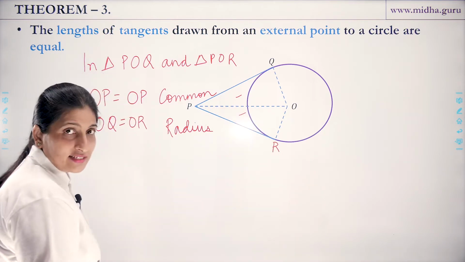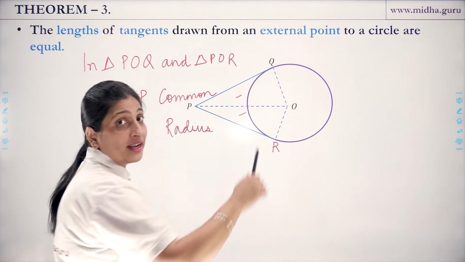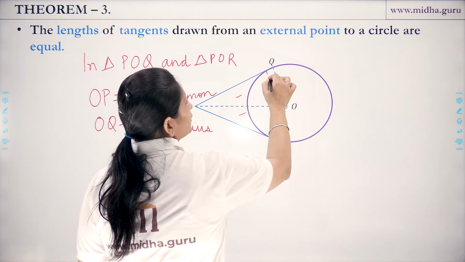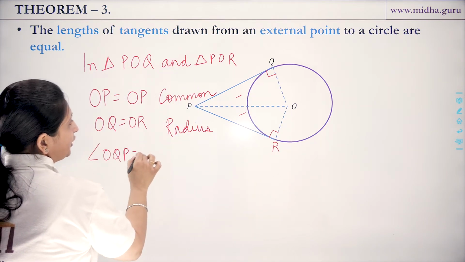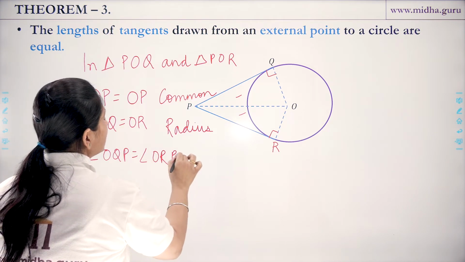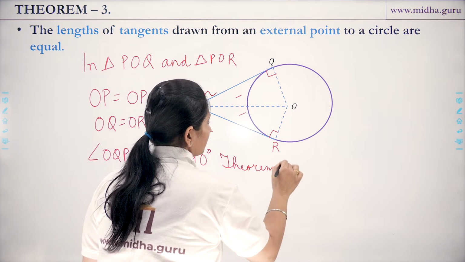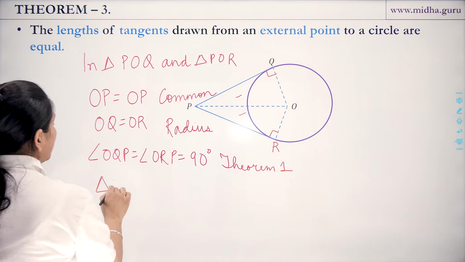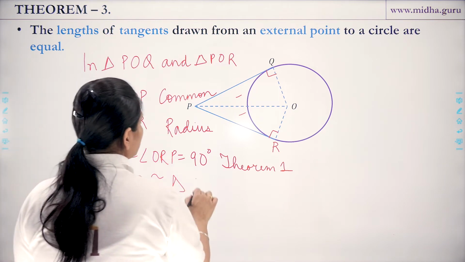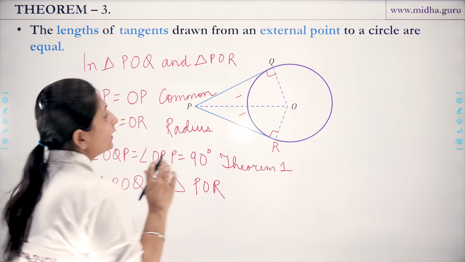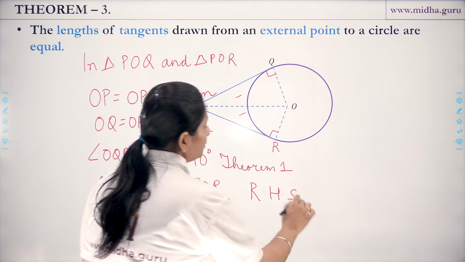Next, we know that the line joining the center to the point of contact is normal to the tangent. This is 90 degrees. Angle OQP is equal to angle ORP is equal to 90 degrees, which is theorem 1. So we have proved these two triangles to be congruent. Triangle POQ is congruent to triangle POR by criteria RHS: 90 degrees, hypotenuse and a side.